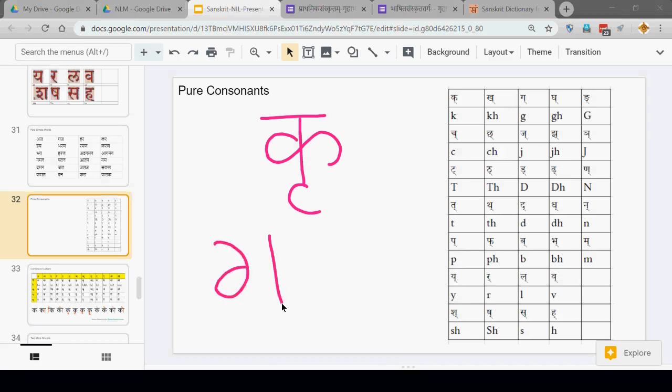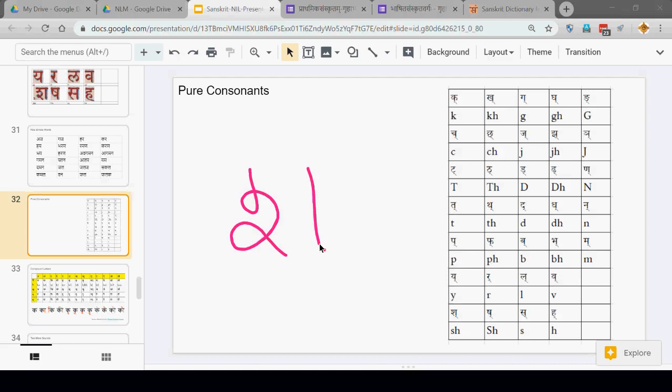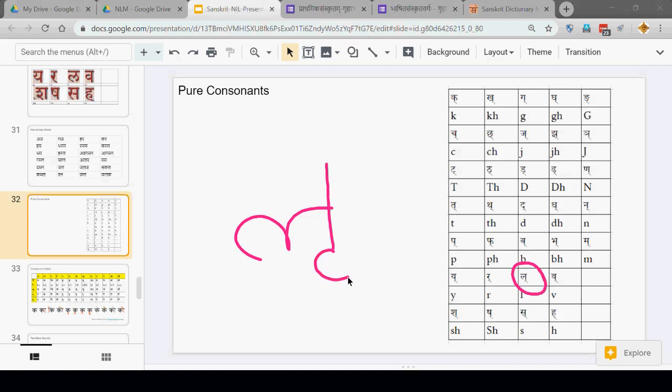So gru, small c at the bottom. Shrew, small c at the bottom. Now note, how do we write ru? First write this one, the base symbol la, and then a short c at the bottom. This makes it ru.